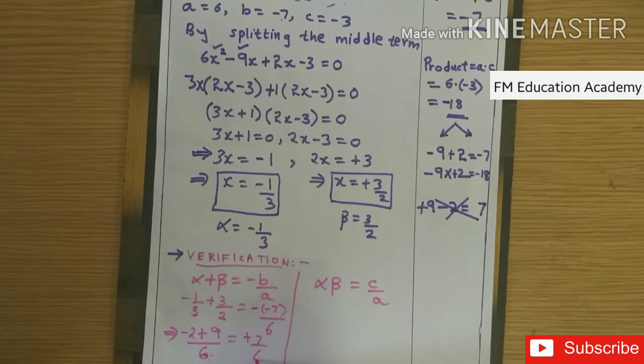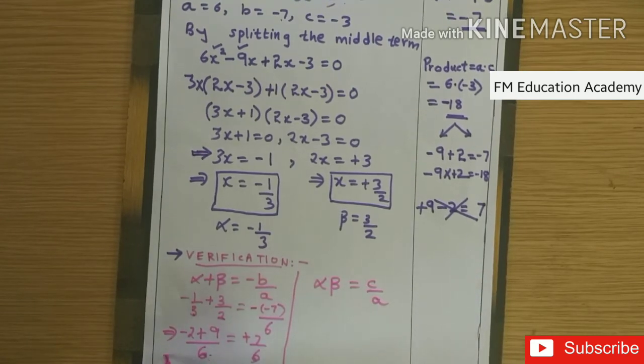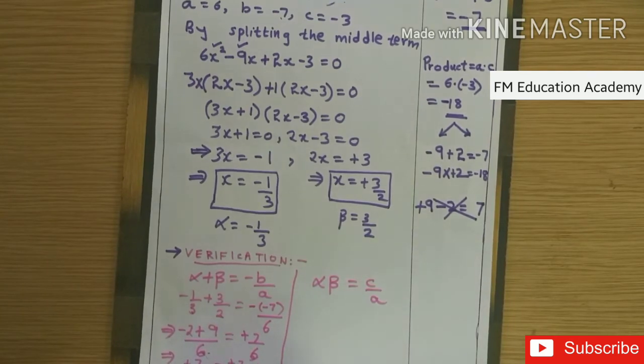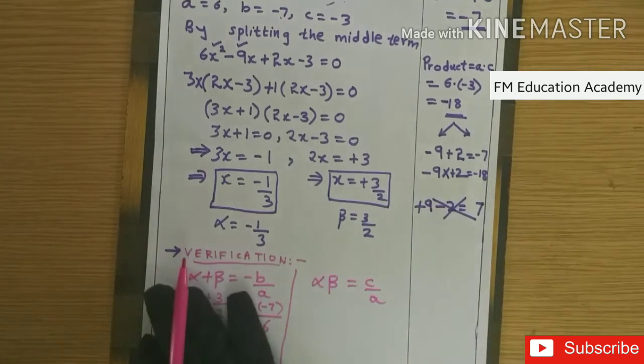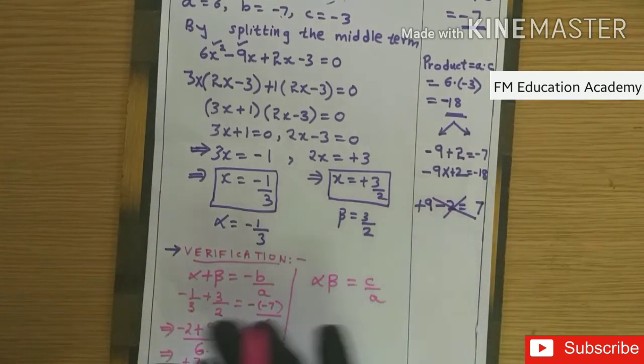So plus 7 by 6 here I got. Now what is 9 minus 2? 9 minus 2 is plus 7. So here also I got plus 7 by 6, which is equal to plus 7 by 6. So sum of zeros is verified to us. So this is the relationship between zeros and coefficients for sum of zeros.